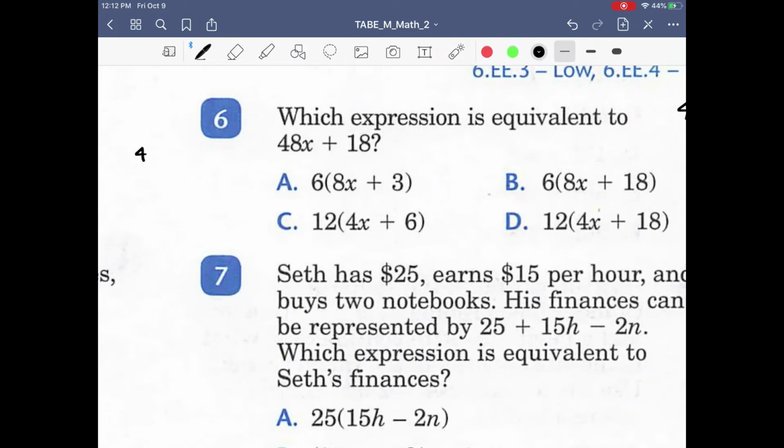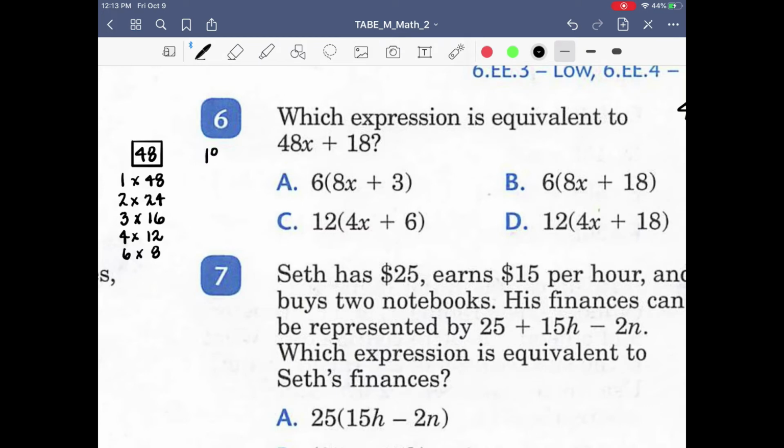So I'm going to list my factors for each of those. So 48, let me put this in a box. We have 1 times 48. We have 2 times 24. We have 3 times 16. We have 4 times 12. 5 won't work. 6 times 8. And then 8 times 6, we're starting back up the line. So those are the factors of 48.